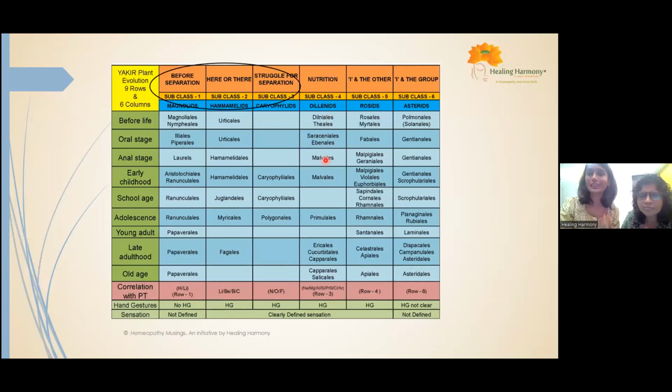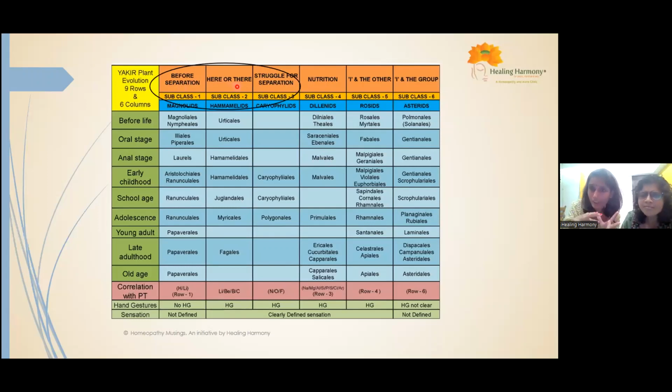Subclass 4 is the stage of infancy. This is the stage of nutrition. Before this, subclass 1 is before separation. You are in another world. You're all scattered. You're not here yet.